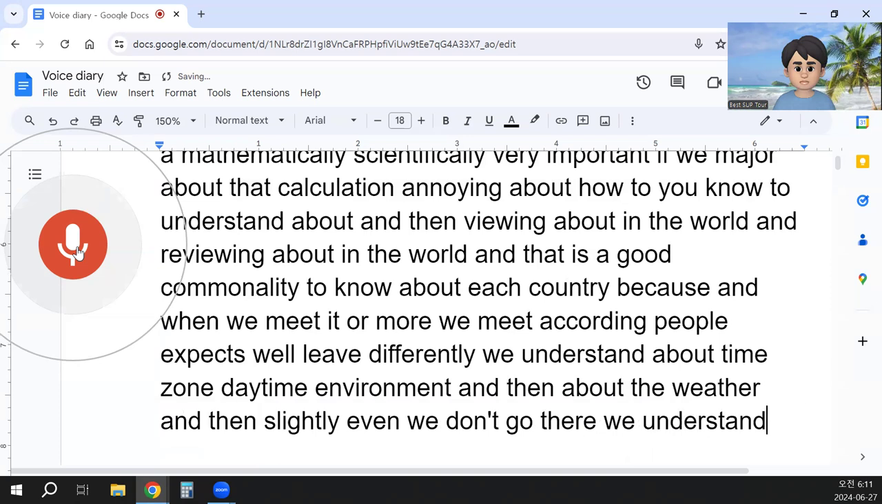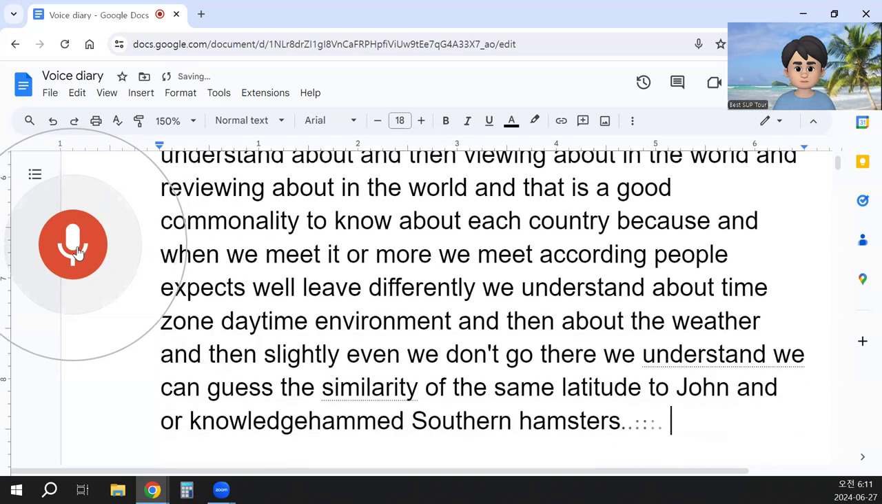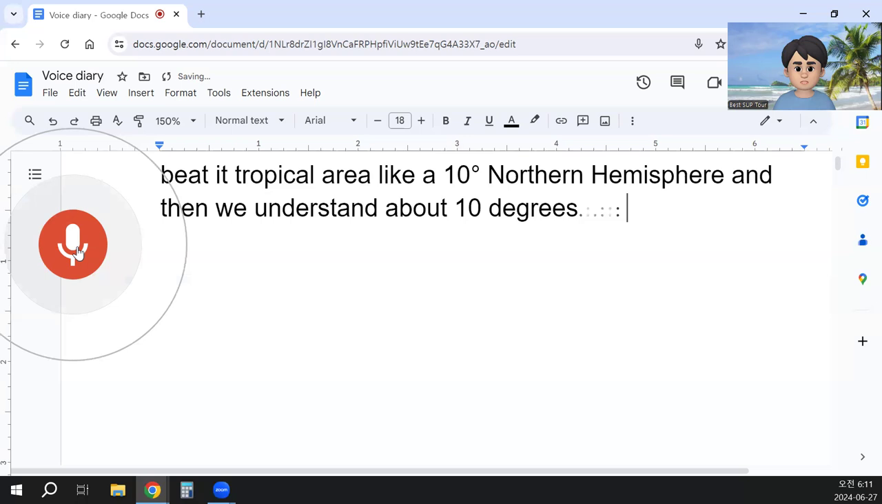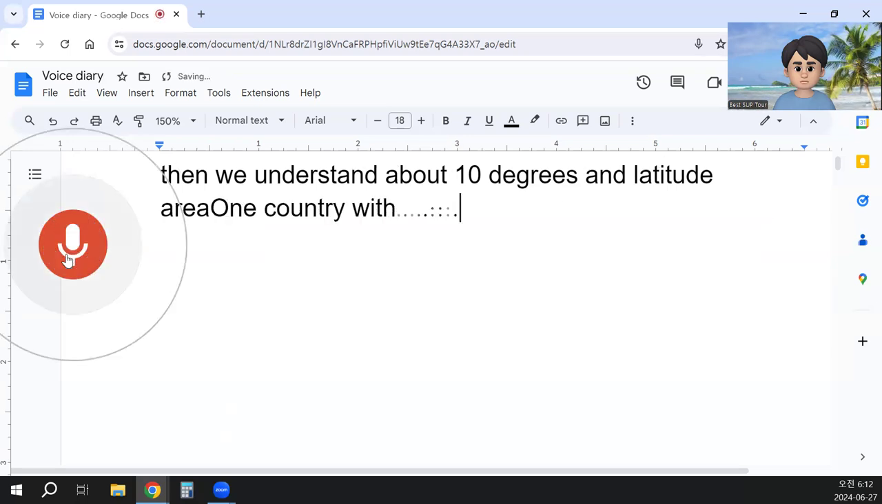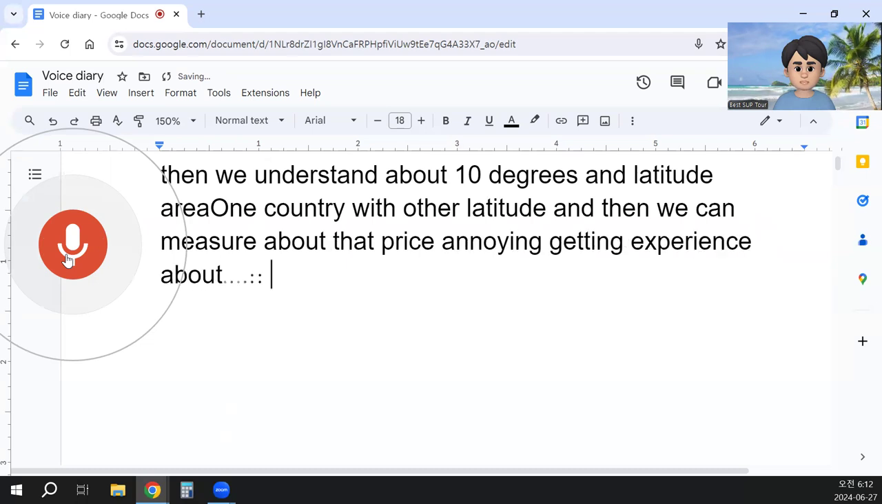If we go to any latitude place, we can guess the similarity of the same latitude zone, or northern hemisphere and southern hemisphere similarity. If we visit a tropical area, like 10 degrees northern hemisphere, then we understand about the 10 degree latitude area, not only in the northern hemisphere, but also in the southern hemisphere. So it's a very unique way. If we visit one country, and then another country at another latitude, we can measure that place, get experience about that country, and then we can guess how to do.